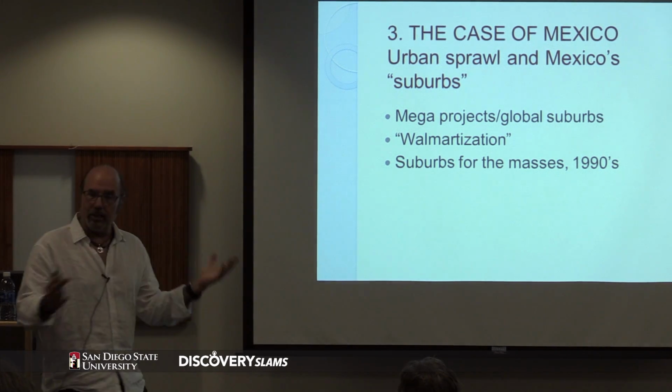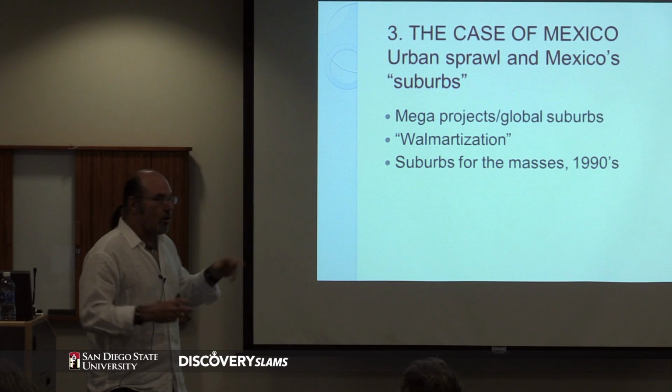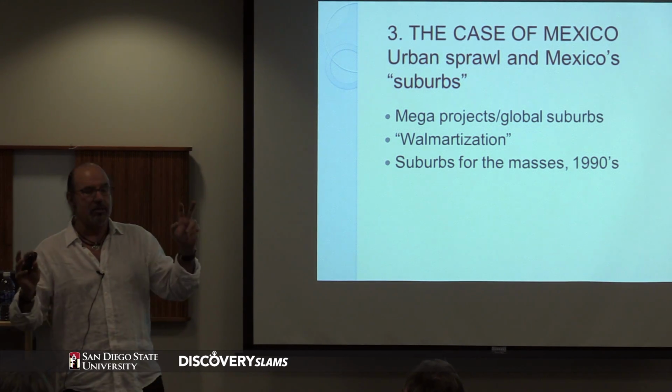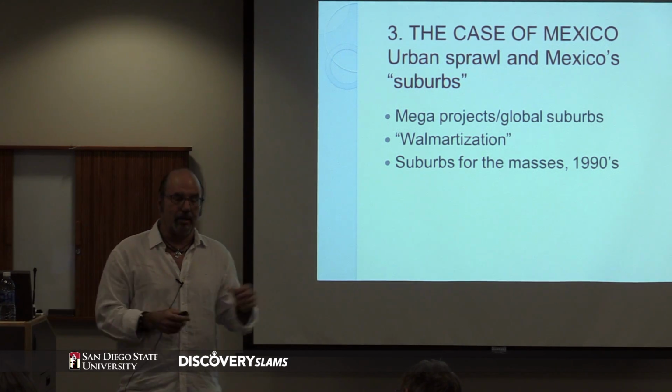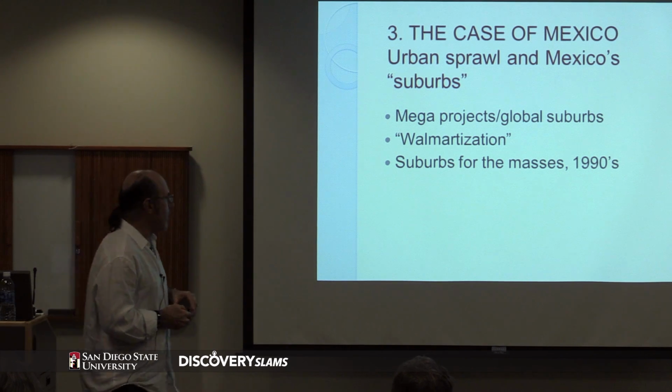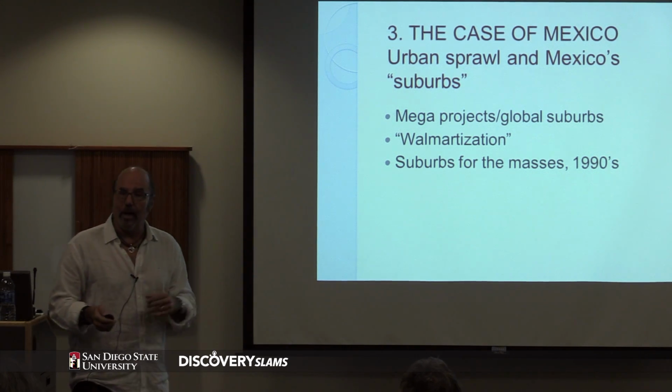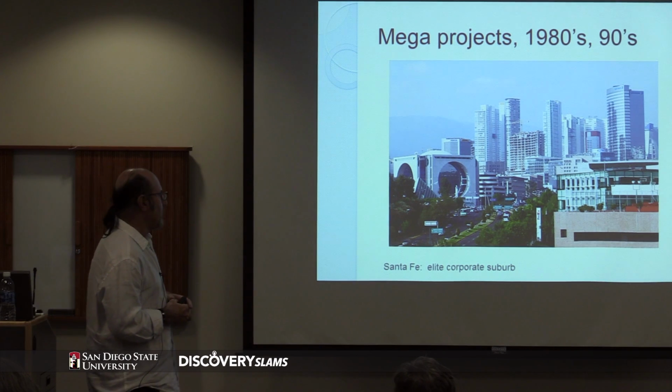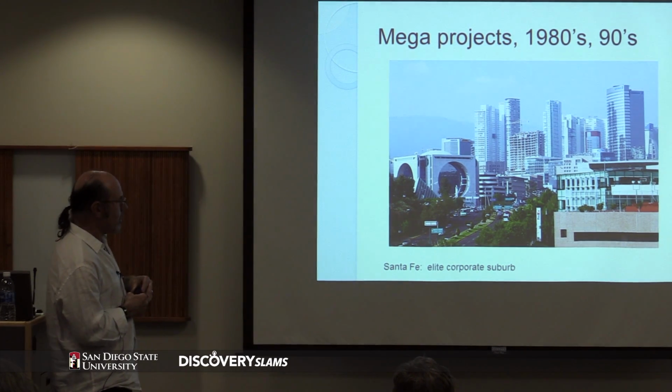And so in Mexico, I talk about three different phenomena that are occurring on the periphery of the cities. The mega projects that I mentioned before, Walmartization. Mexico has, I think, the largest number of Walmarts outside the United States on the planet, and the suburbs for the masses, which is a more recent phenomenon in the 1990s. So this is the mega projects that I talked about.